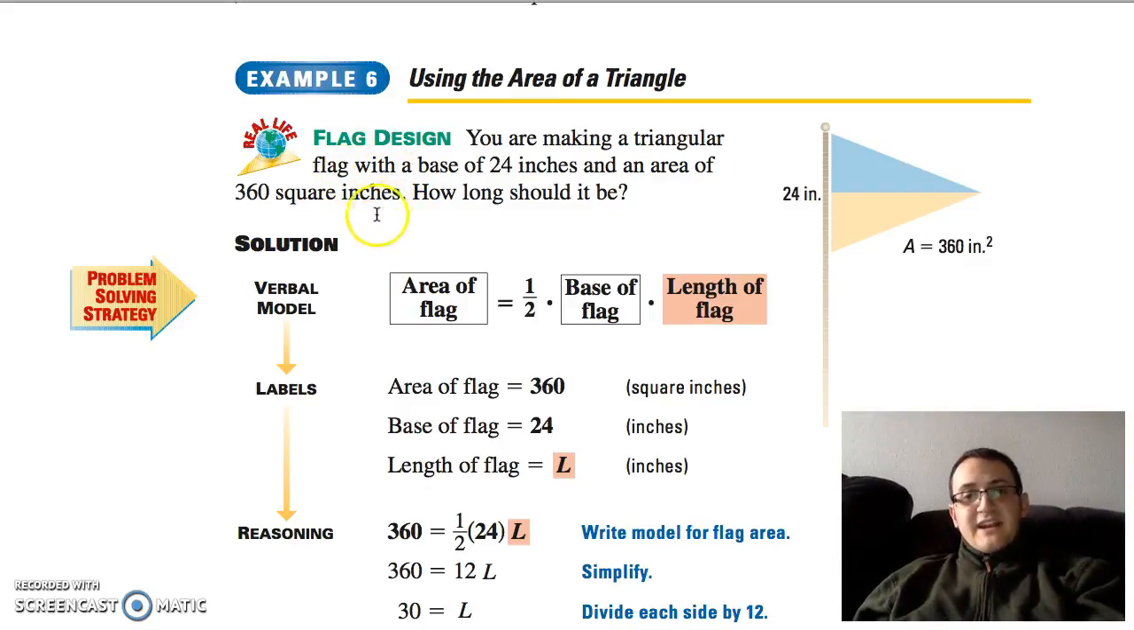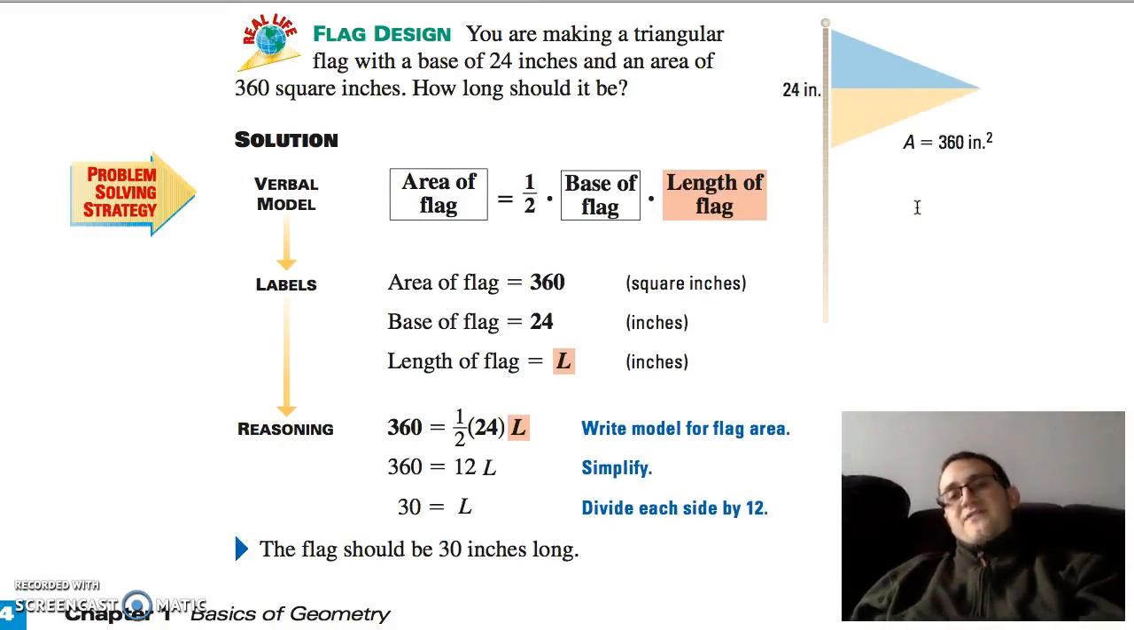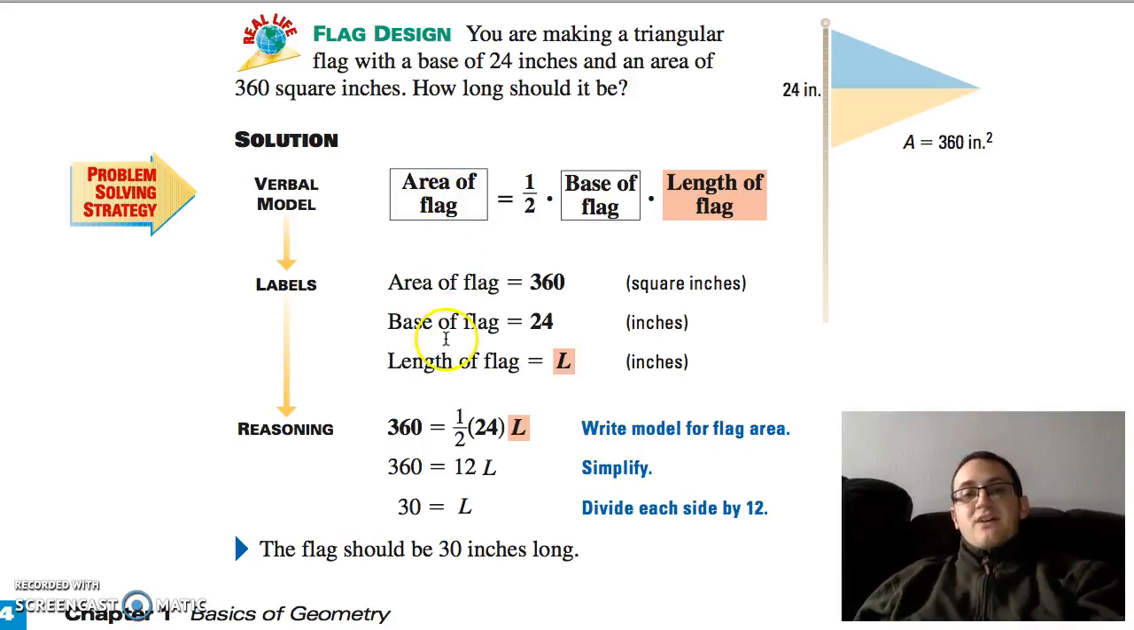Let's say that we have another type of problem. We are already given the area, and we want to determine how long. Let's say we're making a triangular flag, and the base is 24 inches, and the area is 360 square inches. How long should that flag be? The area of a flag is 1/2 times the base times the length of the flag. We'll call it the height. We need to think about what is provided. We know the base, we know the area, and we just need to solve for the length. It's telling us that the length should be 30 inches long.